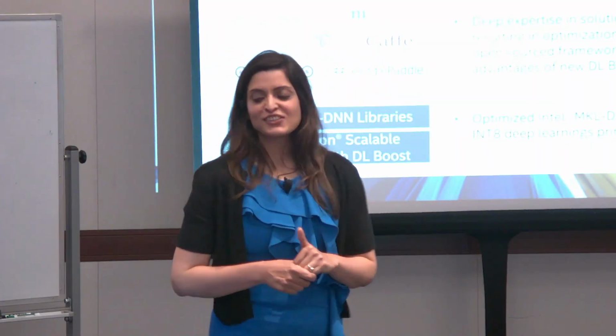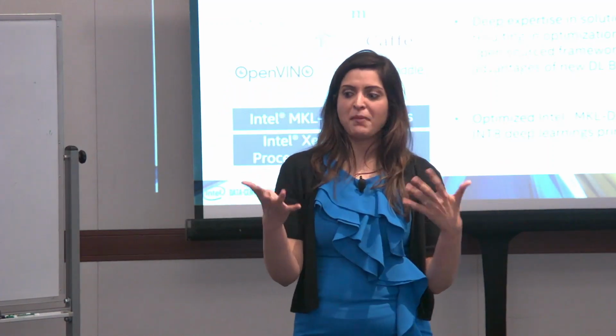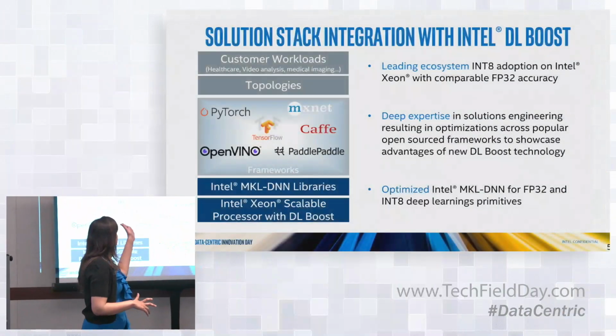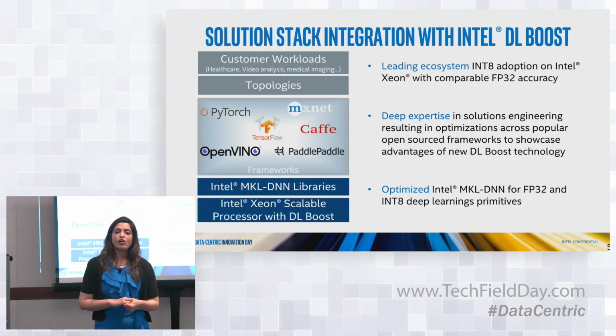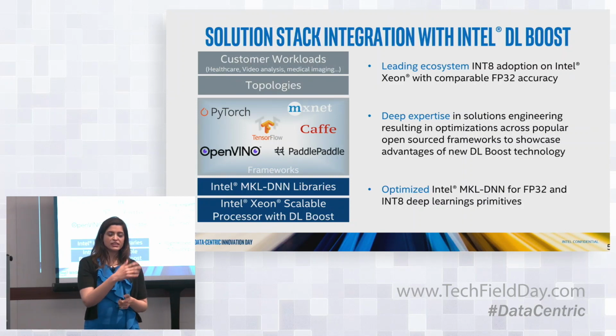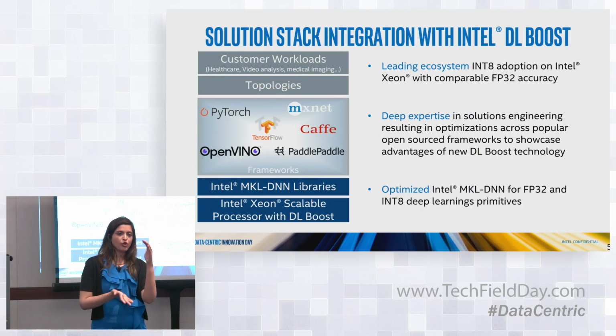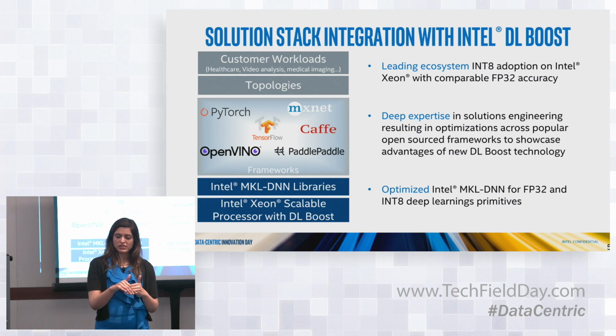So how did we do the magic that we did, right? This is the solution stack, and Ian talked about a little bit, of all the components that are needed to integrate this. So at the base, of course, we have our Xeon Scalable Processor with DL Boost, and then we have a bunch of workloads on top. So basically, Intel is leading the ecosystem to drive Intel adoption for inference on CPUs.